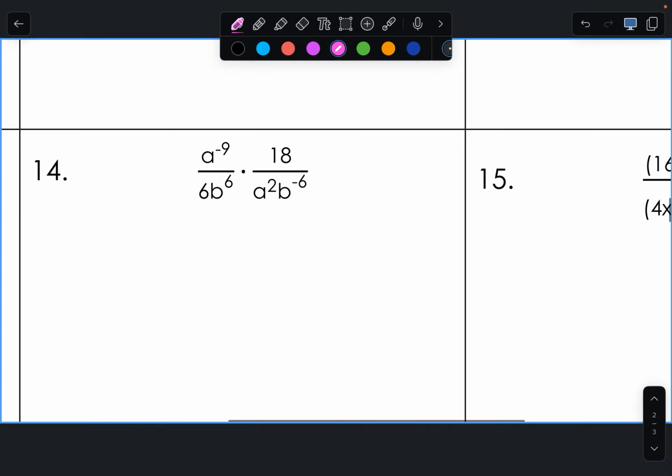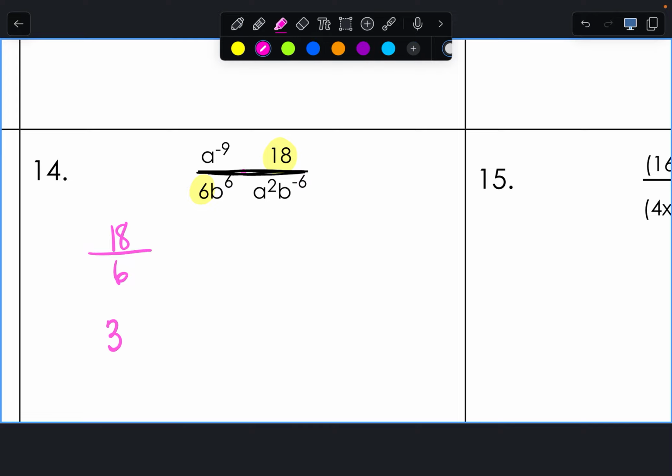Anyway, number 14. Let's go straight into grouping. What are we going to group with my coefficients? Can you group the one on the other side? Yeah, because they're multiplied. So what is 18 over 6? 18 is a numerator, 6 is a denominator, so when you multiply across, the 18 just moves to the front. So 18 divided by 6 is 3.